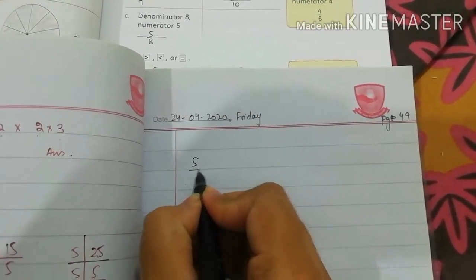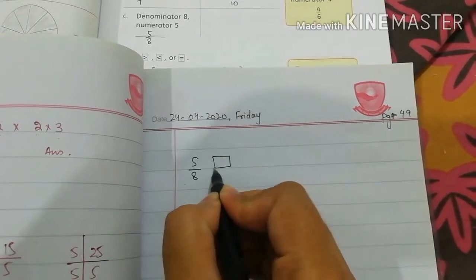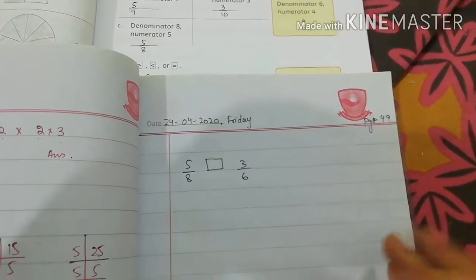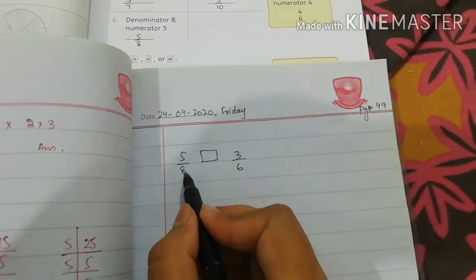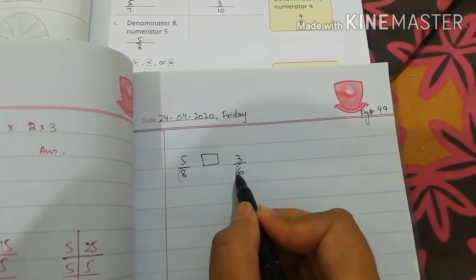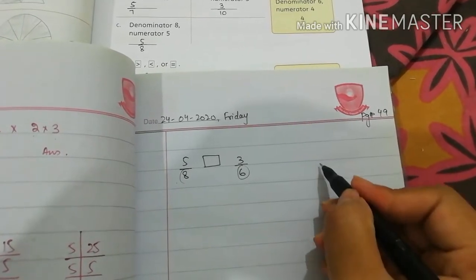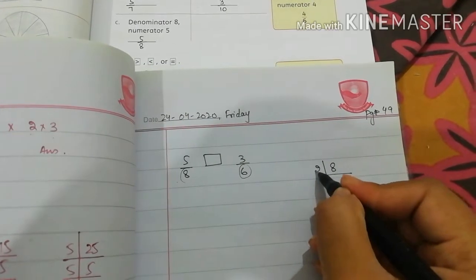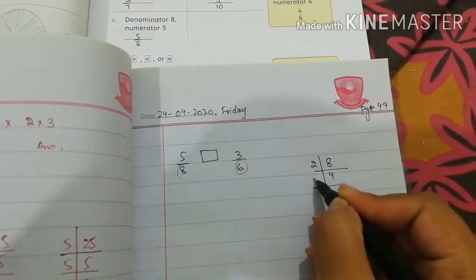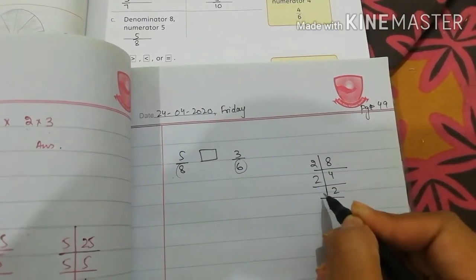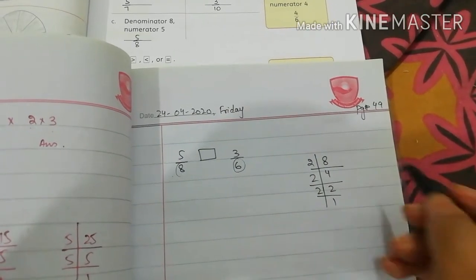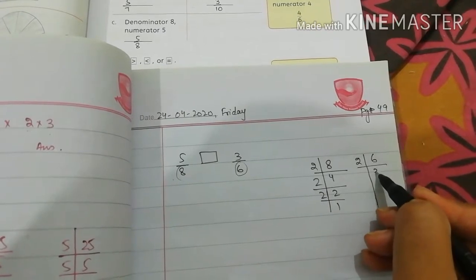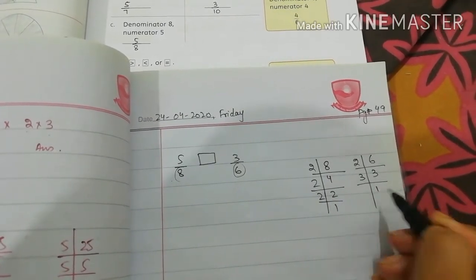5 by 8 and 3 by 6. First we will make the factors of 8 and 6 denominators. 8: 2 4s are 8, 2 2s are 4 and 2 1s are 2. Now we will make the factors of 6: 2 3s are 6, 3 1s are 3.